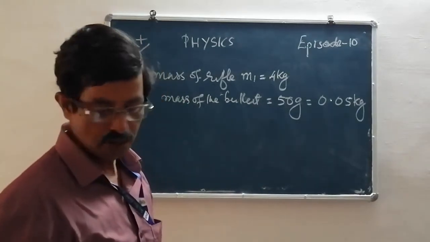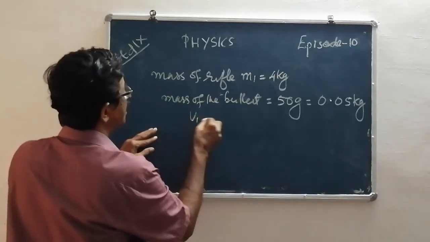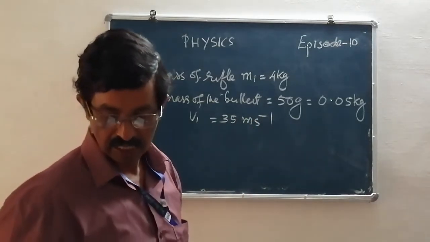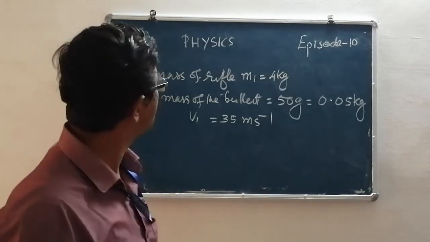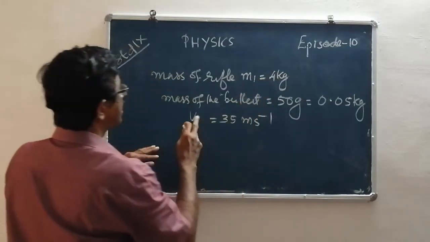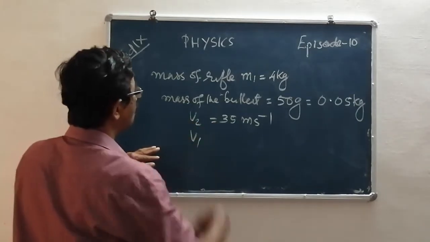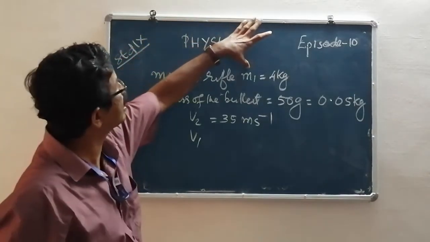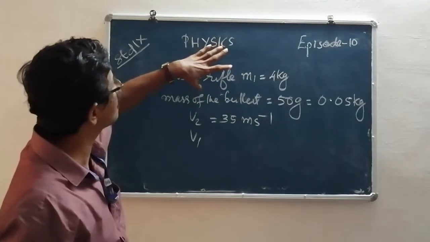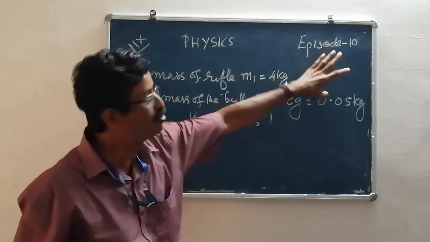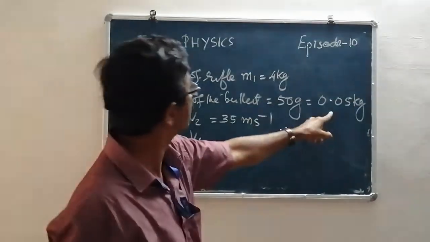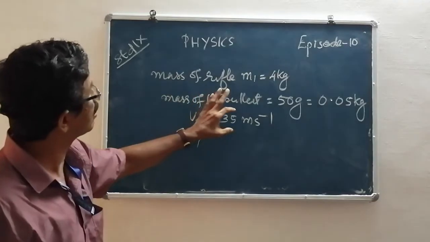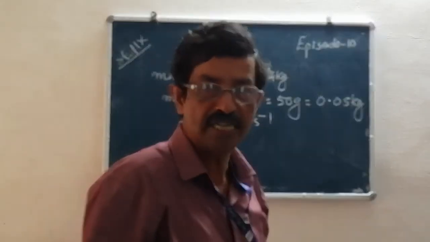The velocity of the bullet, let it be V2, is equal to 35 meter per second. Then we calculate the initial recoil velocity; let V1 be the recoil velocity. The mass of the rifle is M1, that is 4 kg. The mass of the bullet is 50 gram, which is 0.05 kg; you know how to convert gram into kilogram by dividing by 1000. Let V2 be the velocity of the bullet, 35, and V1 the velocity of the gun, that is the recoil velocity.